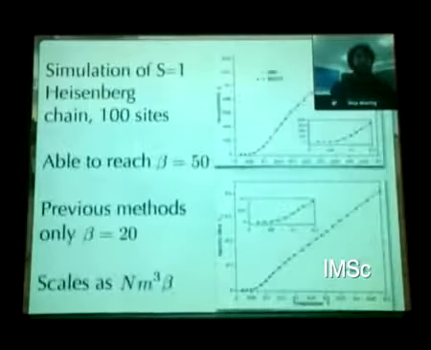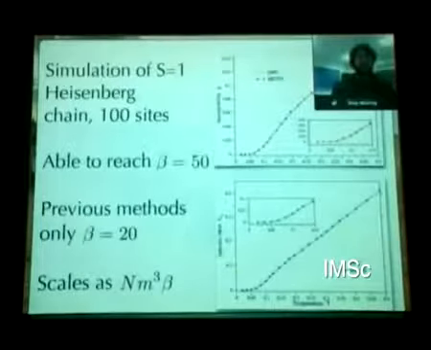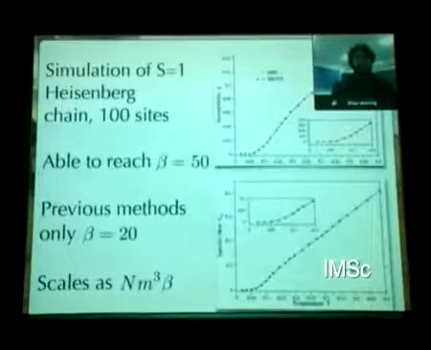And I should point out also that here in these results, we were able to reach temperatures quite low, a beta of 50, where the gap is of order 1, just about a half. And so you can see in the pictures the effects of the gap. You get this kind of exponential decay of the specific heat at the lowest temperatures.